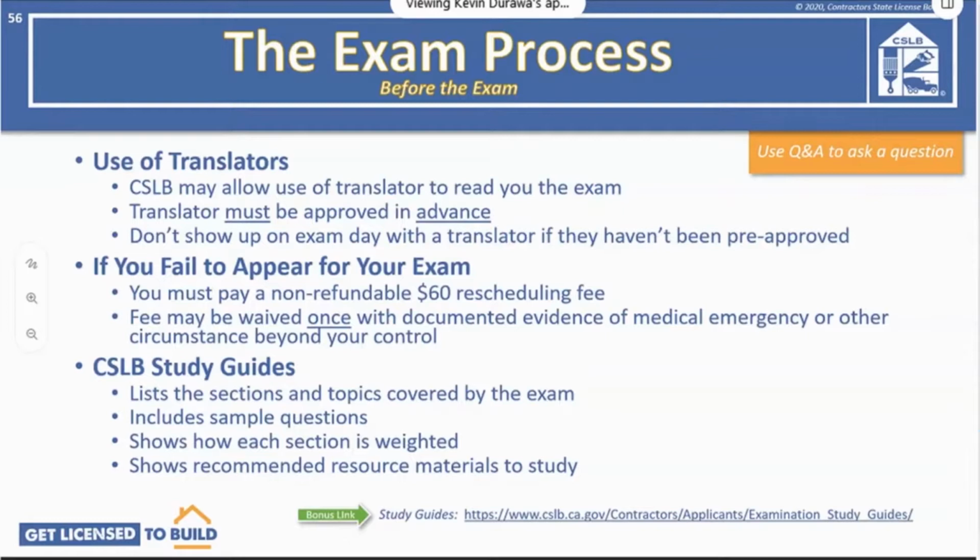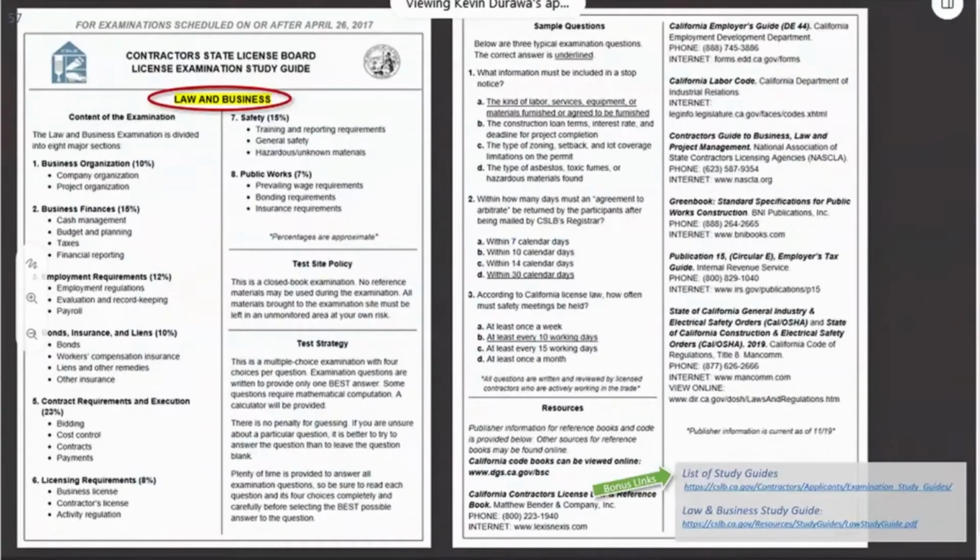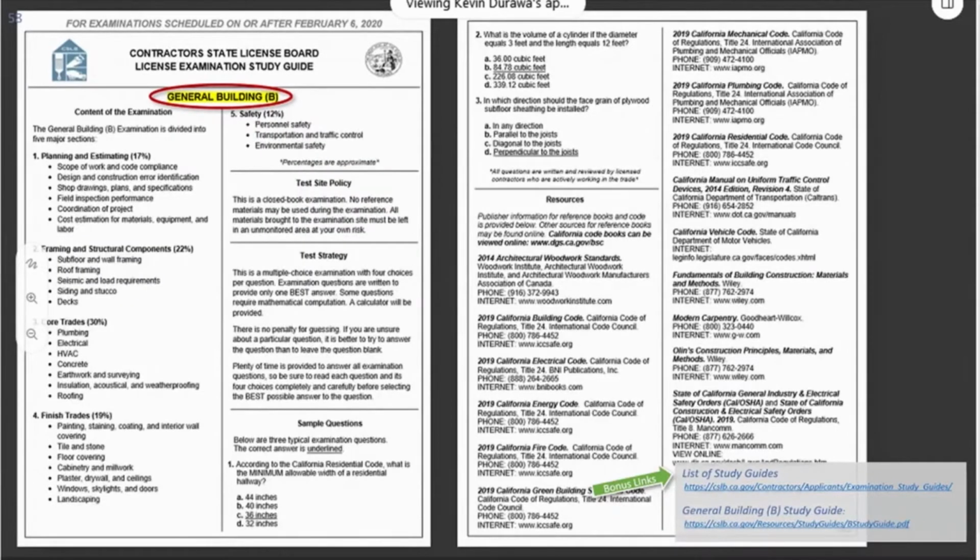So here's a quick look at 2 of those study guides. The first is the Law and Business exam, which all qualifiers must take no matter which license classification, including the D Series limited classes. You can see the guide contains a breakdown of examination topics, some test strategies, sample questions, and resources that were used to help create that exam. You will see the same format on the B General Building Study Guide.